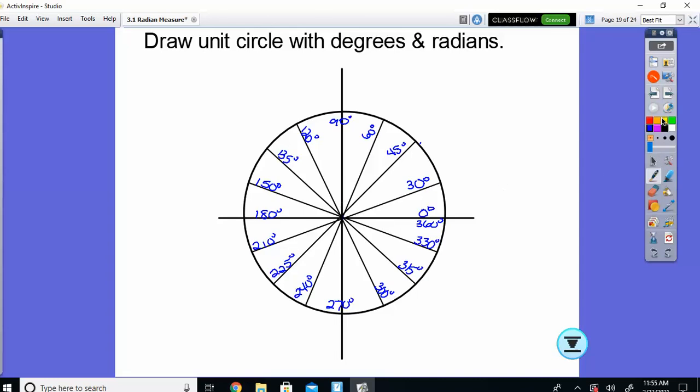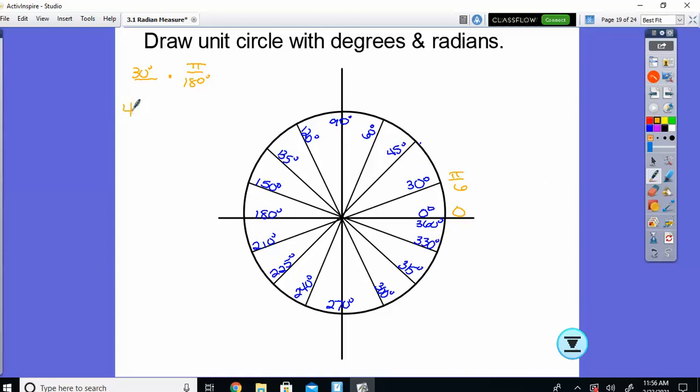Now let's talk about radians. To get your radian, you take your degree times pi over 180. That's what we've been working on. 0 times pi over 180 is just 0. 30 times pi over 180. So 30 over 180 reduces to 1/6, so it would be pi over 6.